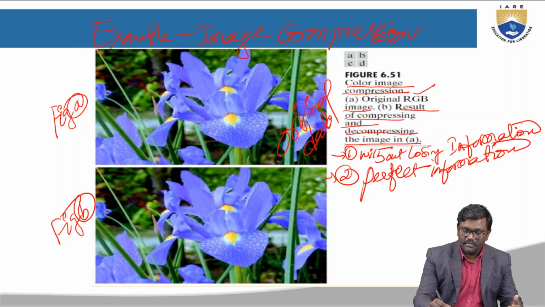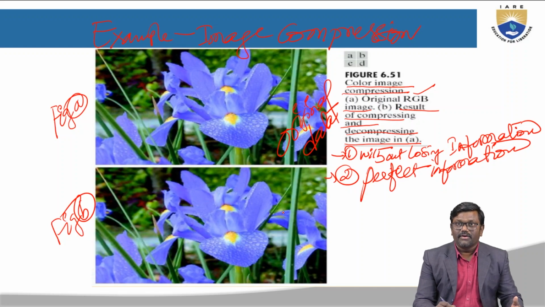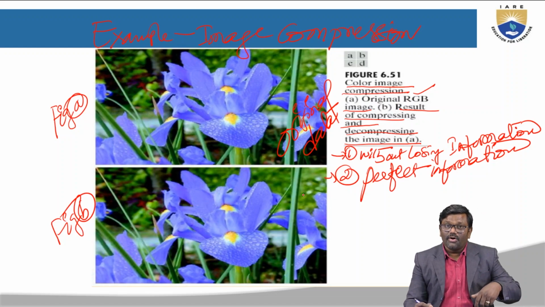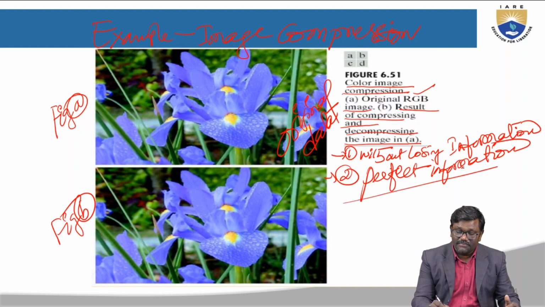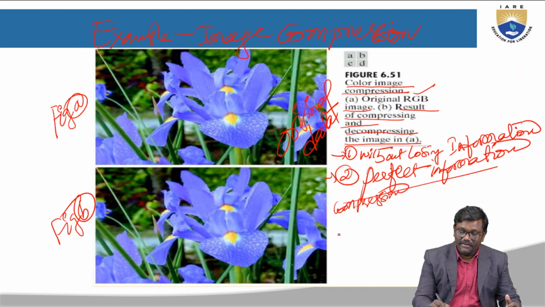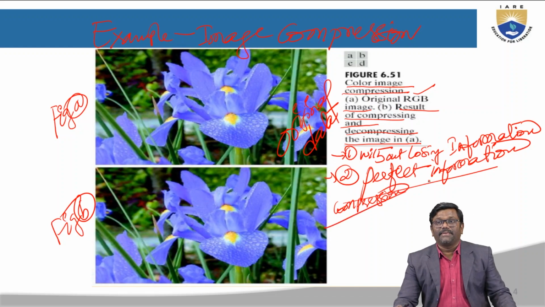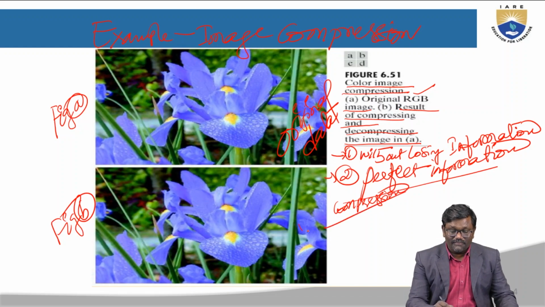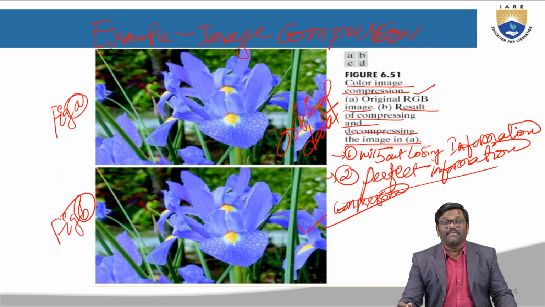This original data is what we call the resultant of the compression in the form of decompression of the image. That is, you got a perfect information of the compression. Perfect compression.